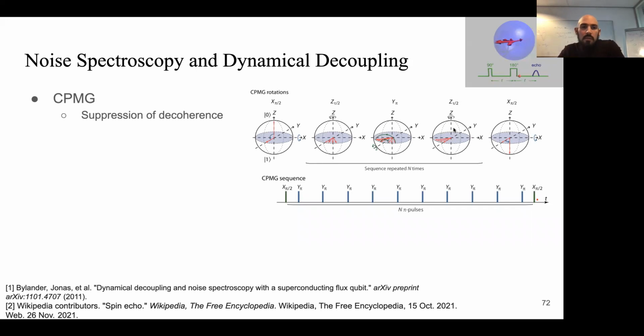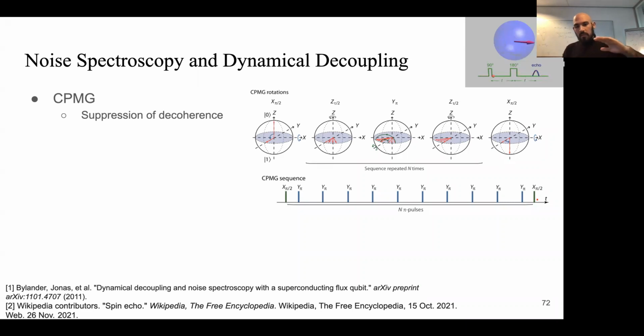CPMG, Carr, Purcell, Meiboom, Gill, lets you suppress decoherence. So if instead you have a sequence of n pi pulses and you bounce the qubit around on the Bloch sphere, you can cancel out noise at certain frequencies.